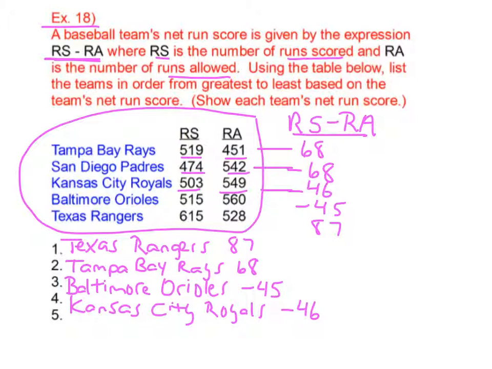Remember, as you go to the left on the number line, the numbers farther to the left on the number line are smaller than the numbers on the right. So you kind of have to visualize the number line. And last would be the San Diego Padres, and they had a negative 68. So they had the smallest net run score.